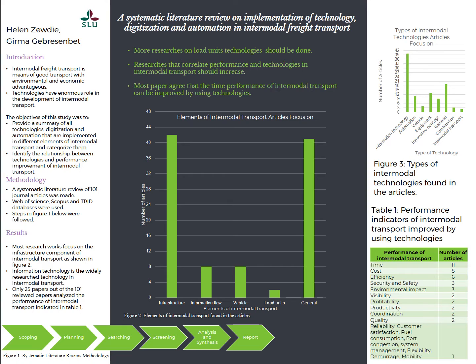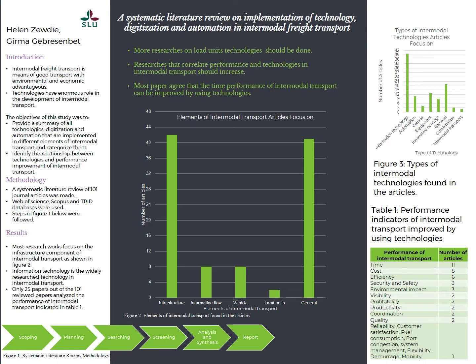As it is known, intermodal freight transport is a means of goods transport with many economic and environmental advantages. And the role technologies play in the development of intermodal transport is huge. So the objective of this study was to provide a summary of all technologies, digitization and automation that are implemented in different elements of intermodal transport and categorize them. And the second objective was to identify the relationship between technologies and performance improvement of intermodal transport.